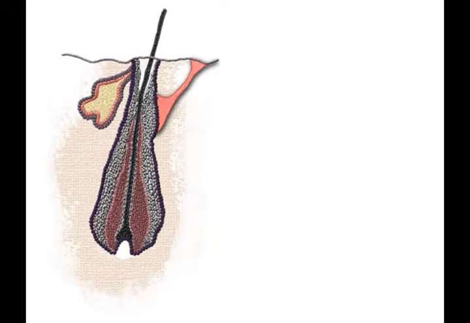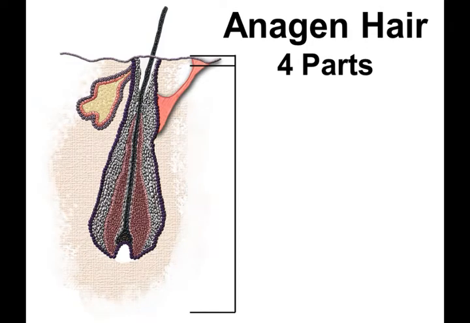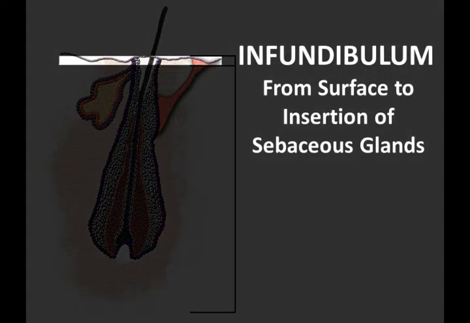The hair follicle extends from the epidermis through the dermis into the subcutaneous tissue in most cases. An anagen hair is composed of 4 parts. The infundibulum is the uppermost portion, from the surface to about the level of the insertion of the sebaceous gland duct.